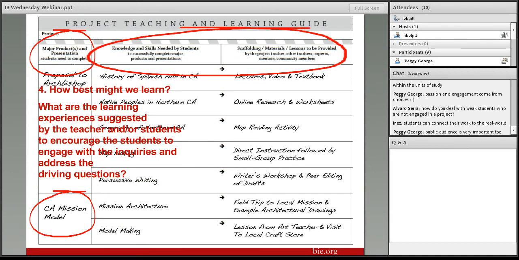Again, when looking at our PYP planner, how does it fit within PBL? What are the learning experiences suggested by the teacher and/or the students, inviting the students into their own learning process, honoring that this learning is for them as well as for us? As teacher and as student, we're all learning side by side. And that's what the IB is about: everyone growing in a lifelong learning environment and developing and honoring that passion in everyone. Encouraging students to engage with those inquiries and addressing the driving questions.